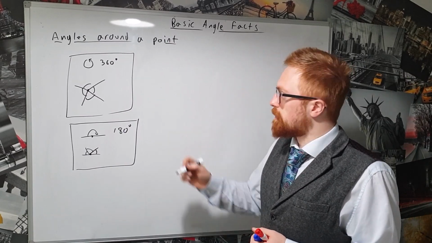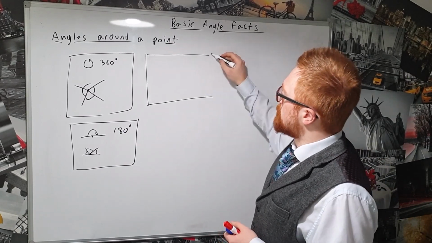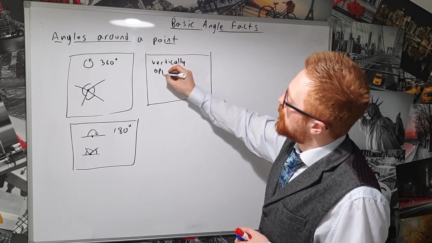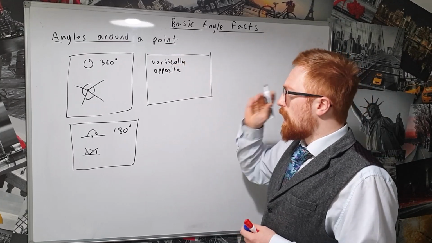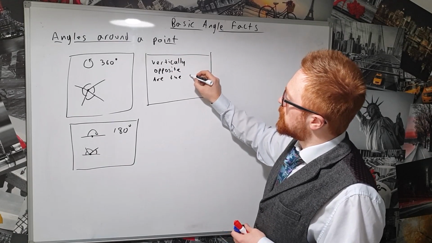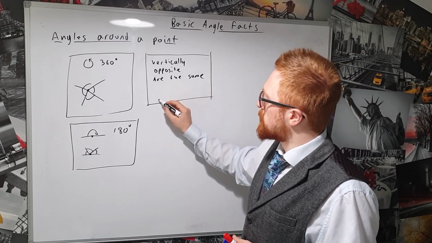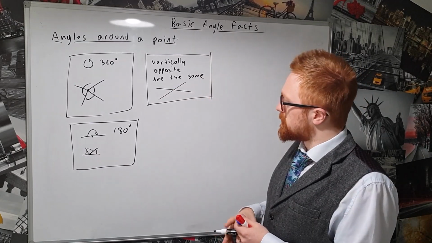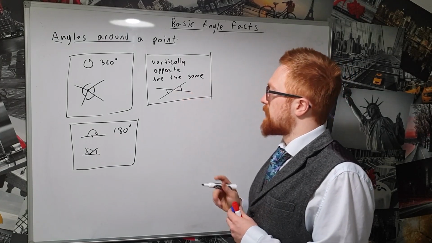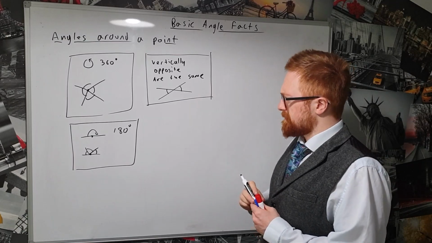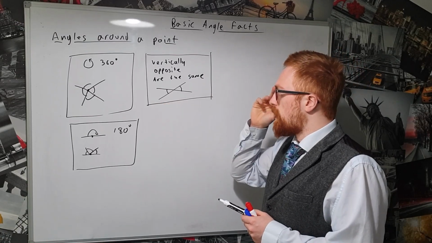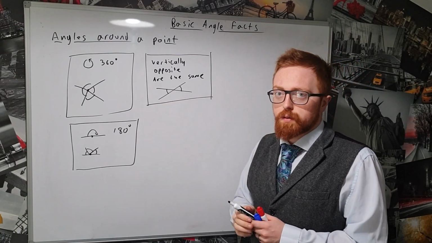Okay, our last little fact that we need to know is vertically opposite angles. Vertically opposite angles are the same. And what does vertically opposite mean? Well, two angles are vertically opposite if they're opposite each other on the intersection of two lines. So that angle there, and that angle there, they're vertically opposite. So those are the three rules that we absolutely need to know for this. In a second, we'll look at an example on how to apply these three rules to a question.